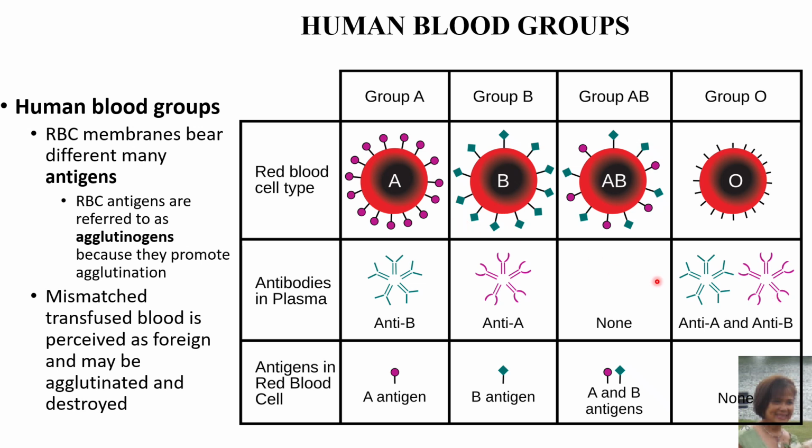It will have antibody A and antibody B. It prevents any blood bearing agglutinogen A or agglutinogen B from being mistakenly transfused or mismatched into blood type O. They will definitely not be received properly.